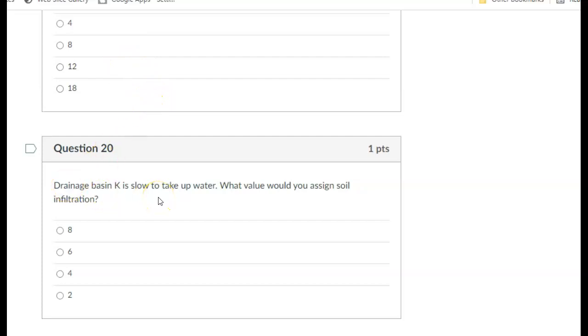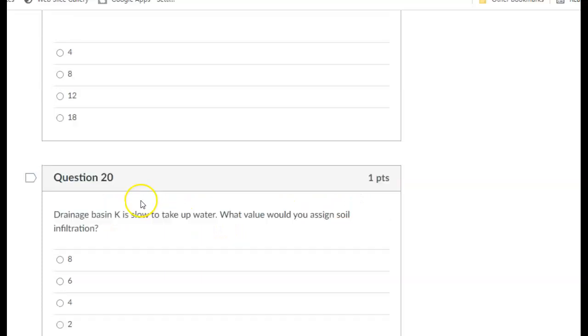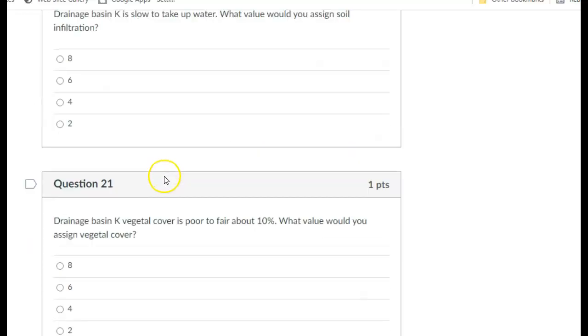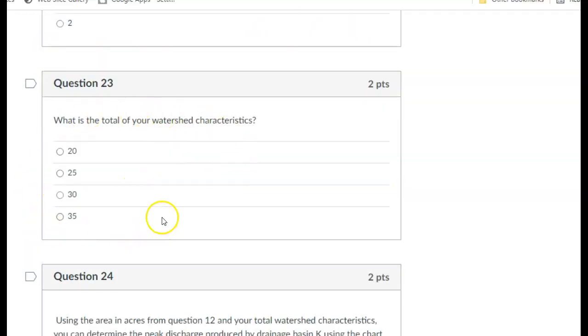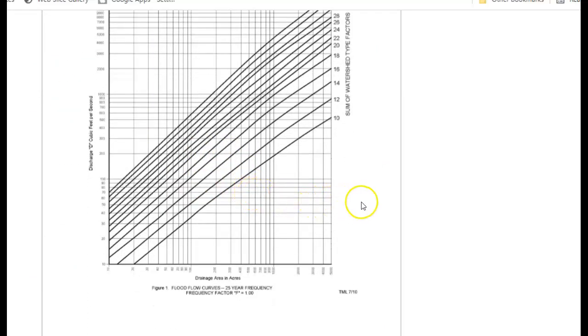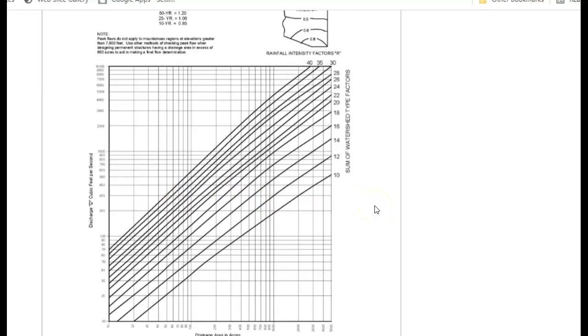And then we're going to evaluate some of the other things like soil infiltration. If the drainage basin is slow to take up water, how would we evaluate that? So you just have to read some of these things. Because we can't measure all these in the lab, especially online, it's going to give you some properties, and then you're going to look up here and pick out the description that matches what I gave you and use that value. And then in the end, after we do all those values, we will get a total amount. So this is the total number that represents the characteristics of our drainage basin. Then we come to this crazy graph that's going to allow us to determine the discharge. How much cubic feet per second that our system can support.